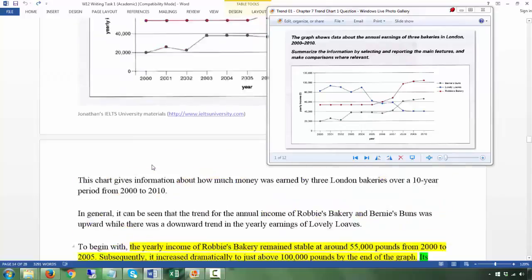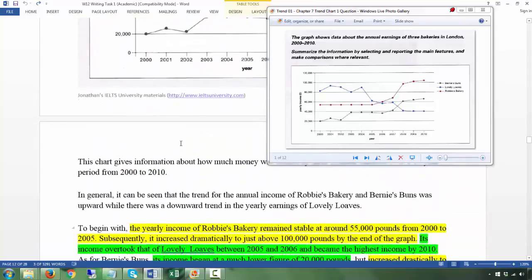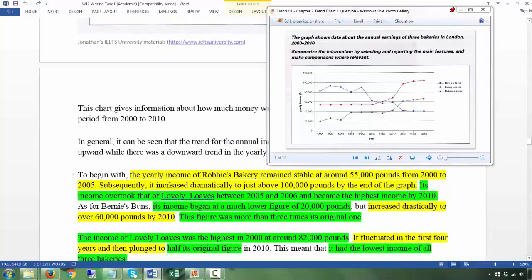Subsequently, again, I use a connecting word here. Subsequently, it increased. The yearly income increased dramatically to just above £100,000 by the end of the graph. See, I don't put by 2010. I don't put from what to what. I just put increased to just above £100,000 by the end of the graph. So I use different ways of expressing the time too, and I use approximation, to just above. I don't say to around 105,000 or whatever it may be.